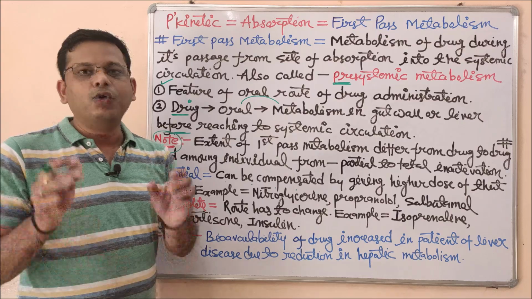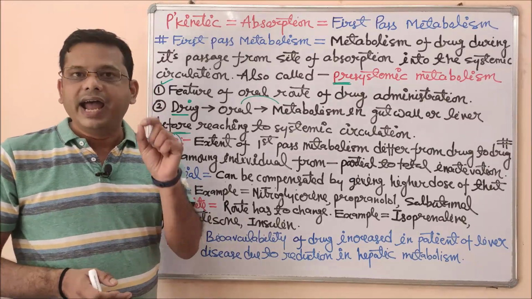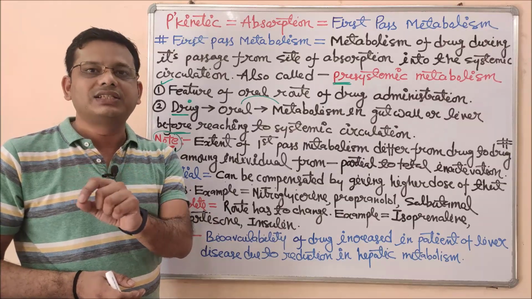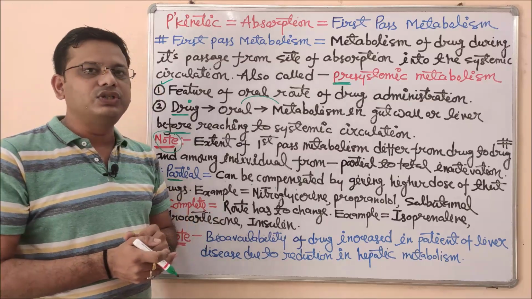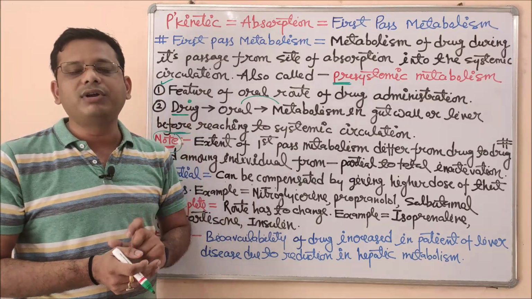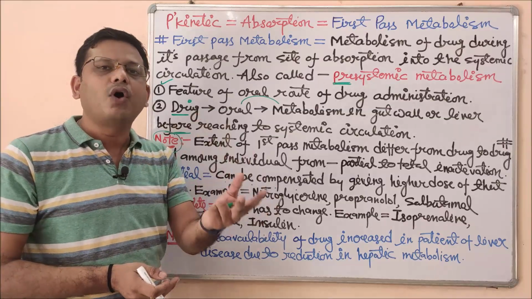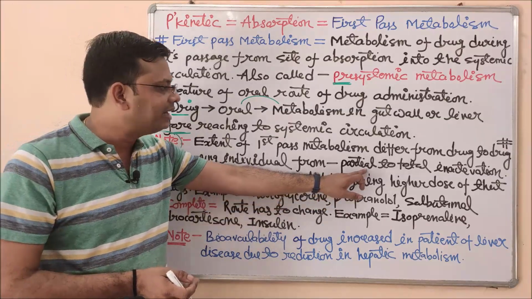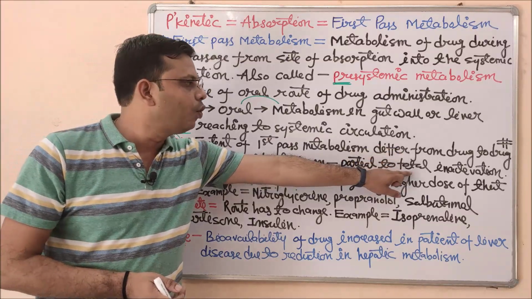I hope that table makes your concept very clear, because that is one of the important tables, and from that table there are so many chances of questions being asked in your main examination. So coming back to the whiteboard section, there are two types of inactivation process of all those drugs which go through first pass metabolism, according to their extent: partial inactivation and total inactivation of the drug.